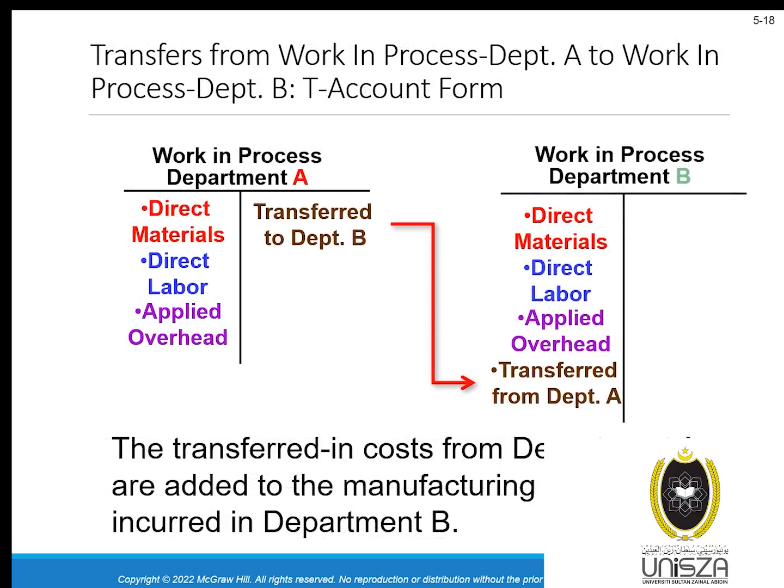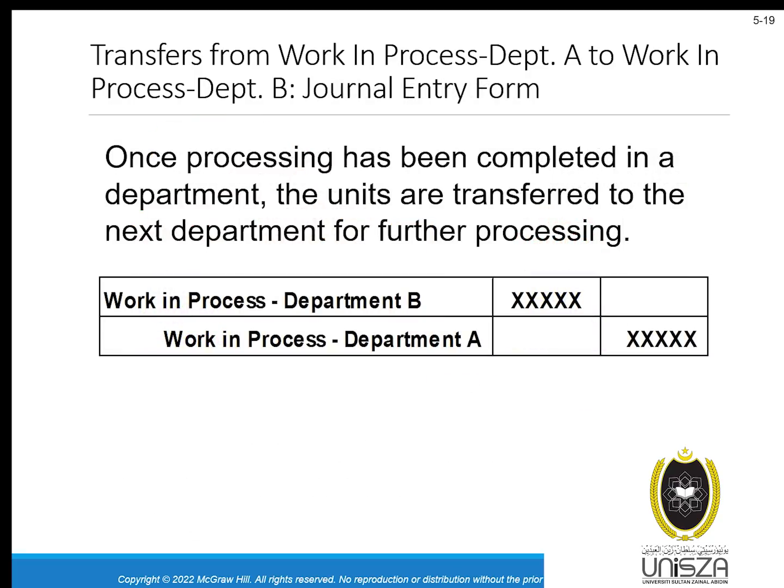Transfer from WIP department A to WIP department B. This is from department A and is transferred to department B. Here, we credit WIP department A and debit WIP department B. The transfer-in costs from department A are added to the manufacturing costs in department B. So this is the journal entry: debit WIP department B, credit WIP department A. Once processing has been completed in a department, the units are transferred to the next department for further processing.